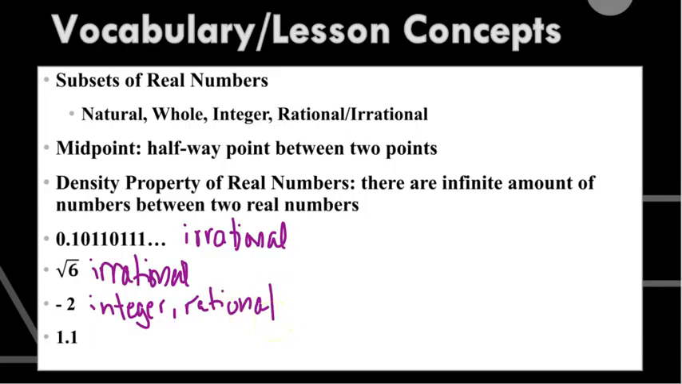And then 1.1, this would be a rational number. And it's a rational number because it's a terminating decimal. And I could put that as a fraction as well. It's not an integer because it's not a whole number, because it's part of a whole. And if it's not an integer, it can't be a whole number. And if it's not a whole number, it's not going to be a natural number either.